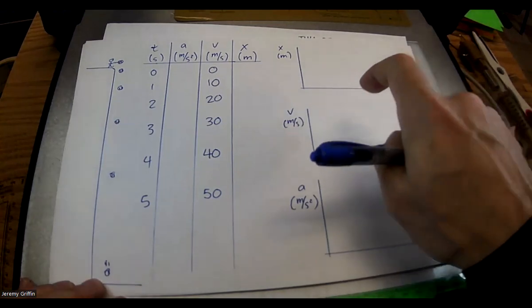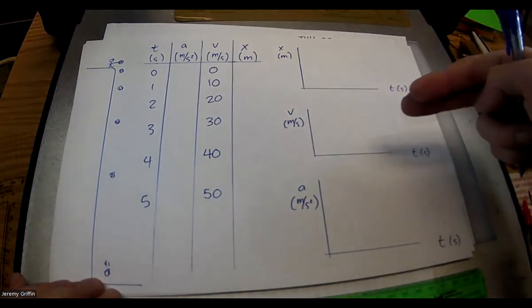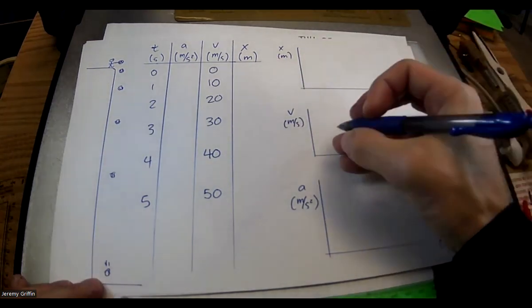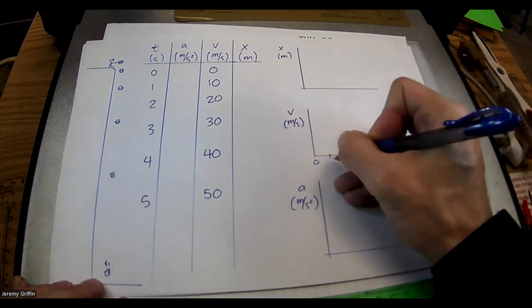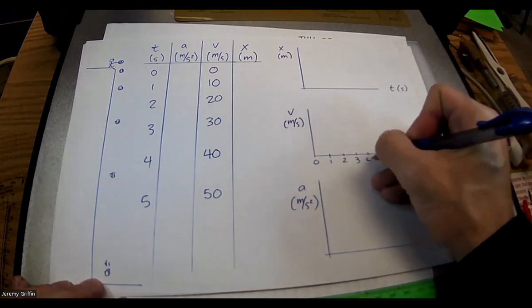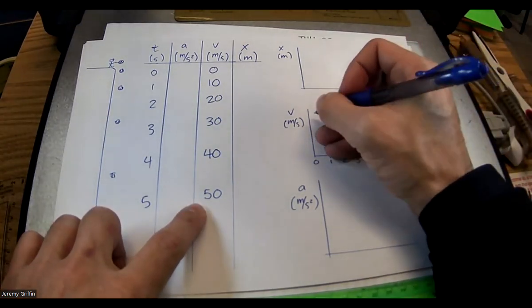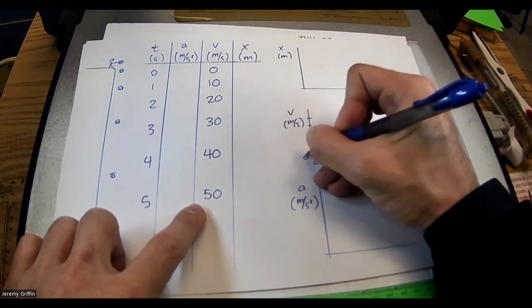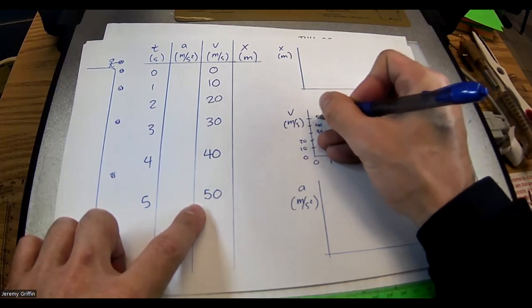Let's plot this middle graph, velocity versus time. I usually approach it this way anyway. Start with the middle one and then I'll branch out from there. These graphs are going to be related to each other, but one step at a time. Scale this axis 0, 1, 2, 3, 4, 5 seconds. The greatest velocity is 50, so I'll go 0, 10, 20, 30, 40, 50 meters per second.